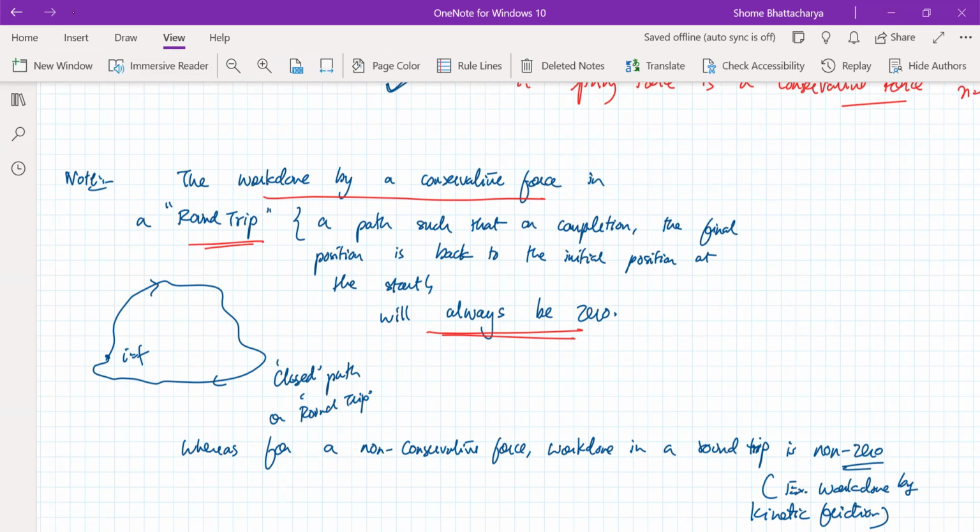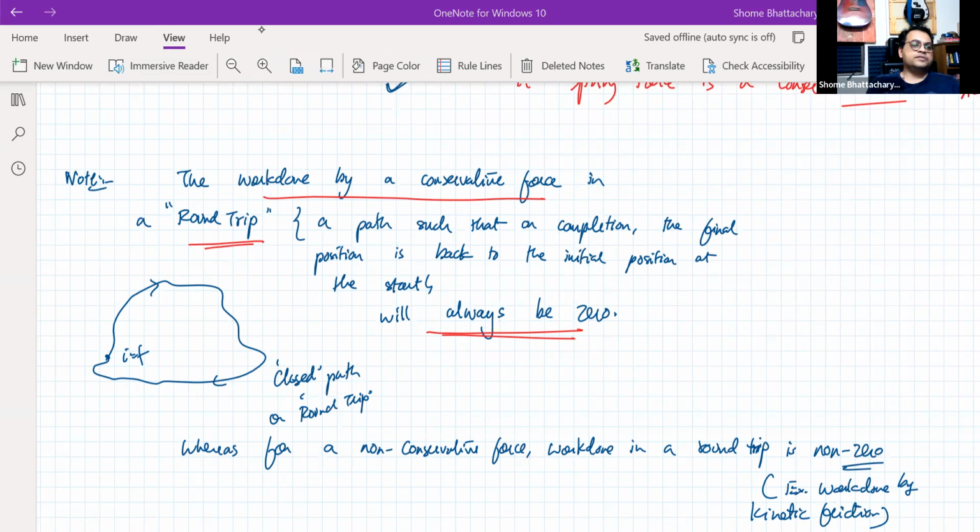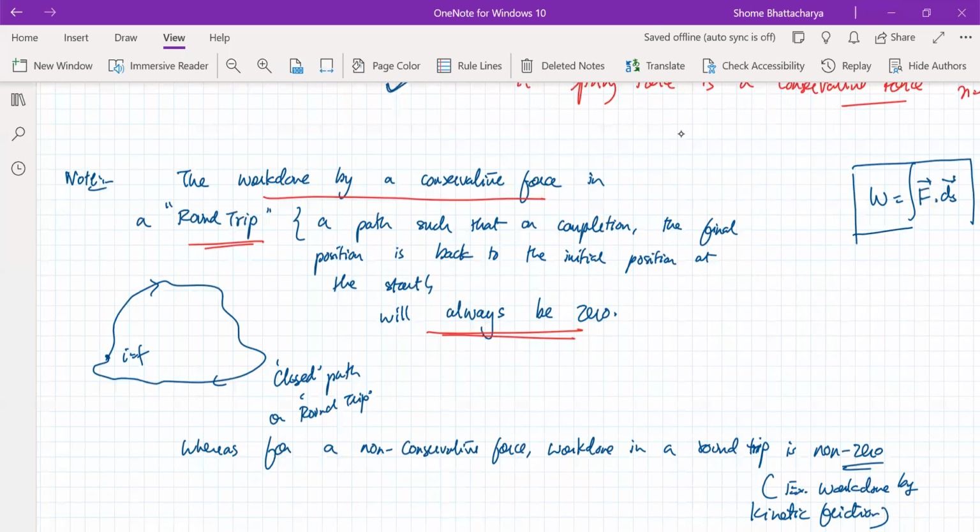But if we go by the definition of work done, it's force into displacement, and in a round trip we have... No, Beta, the definition of work done is not force into displacement. That is the whole point you have to understand. The proper definition of work done is it is path integration of force. Got the point? Okay, sir. From now on, we have to use this as the general definition.